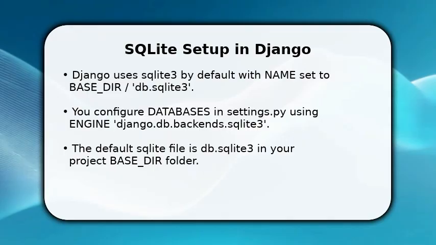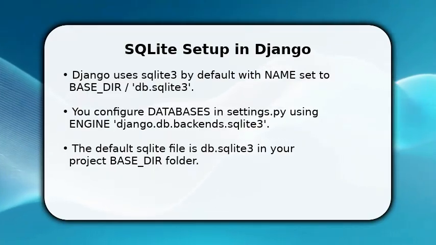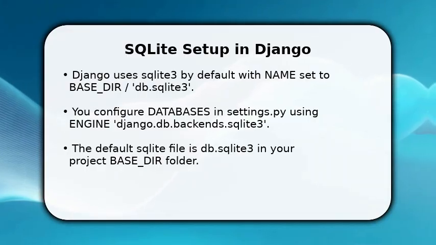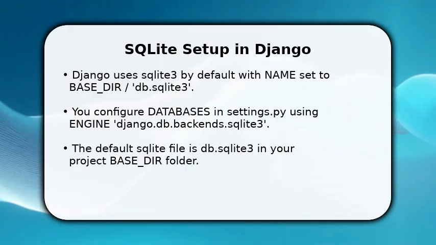Django uses SQLite 3 by default, and that makes local setup simple and fast. Open settings.py and find the DATABASES setting near the top of the file. Set ENGINE to django.db.backends.sqlite3 and NAME to BASE_DIR / db.sqlite3 if it is not already present.